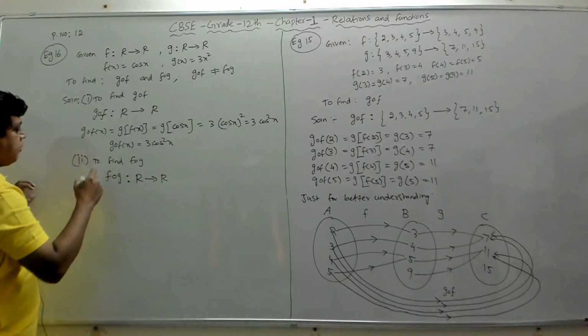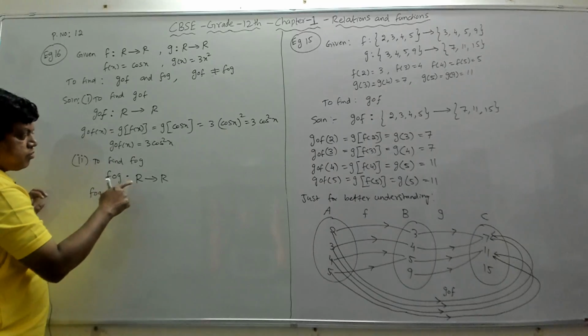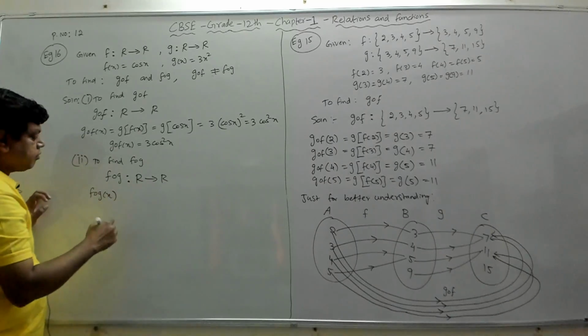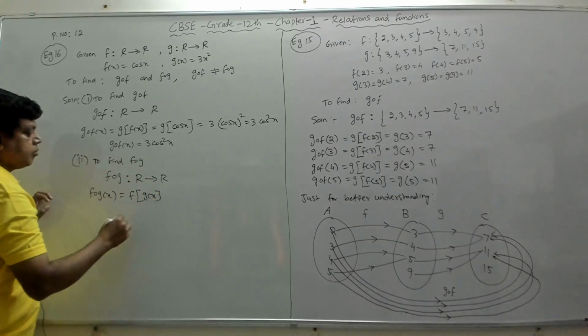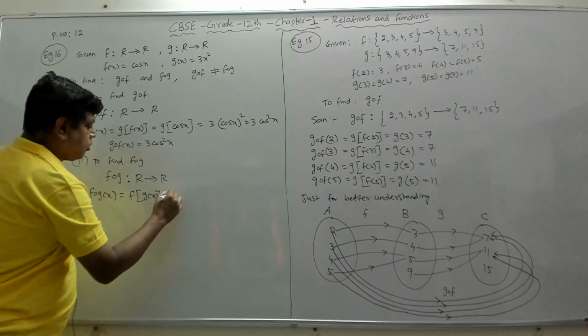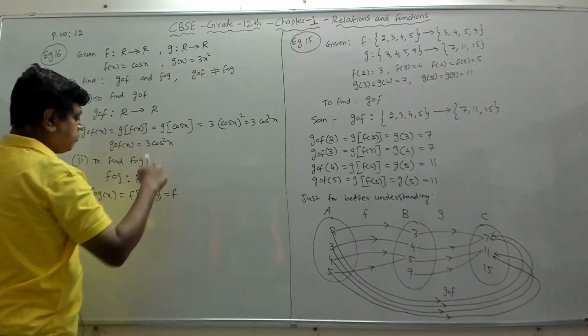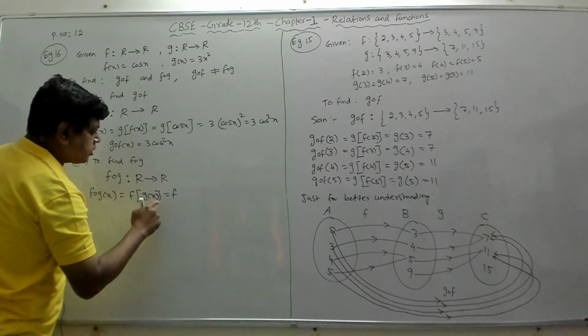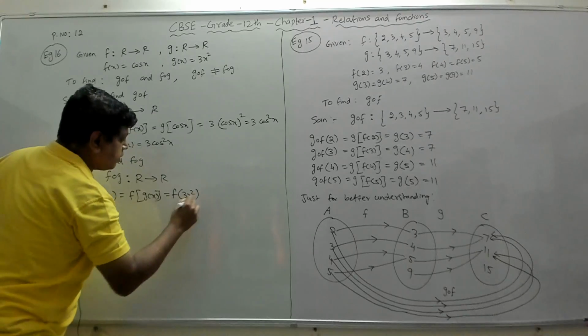Now we'll have to define the function. So f of g of x. We have done which set to which set. Now we should write the definition of the function. That is equal to f of g of x, which is f of, what is g of x? g of x is 3x square. So we should put 3x square instead of g of x. So it is f of 3x square.